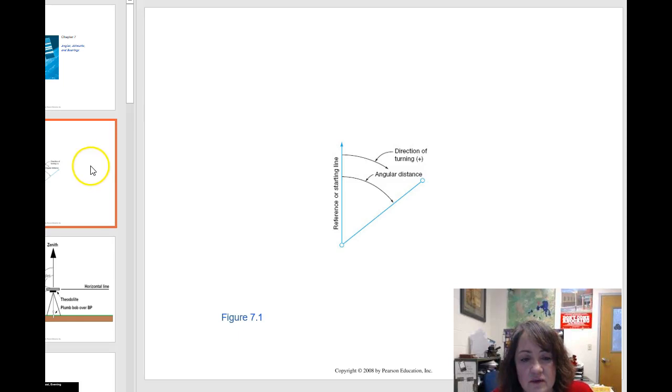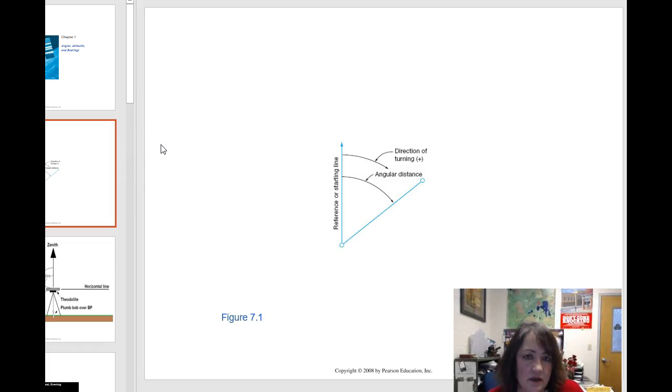So the first thing that we need to talk about when we discuss the idea of angles and angular measurements is in surveying, we sort of divide the world up into two planes. One of the planes is vertical and the other plane is horizontal. If you're familiar with coordinates, that would correspond to x and y and z, where xy would be the horizontal plane and then z would be the vertical axis.